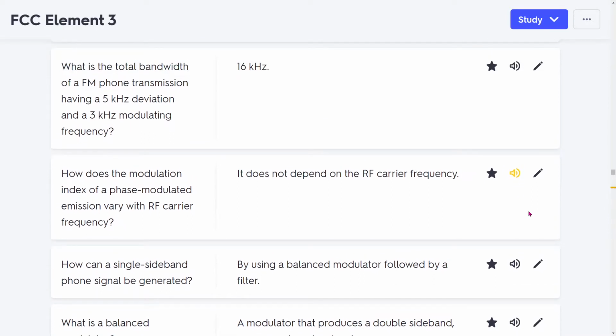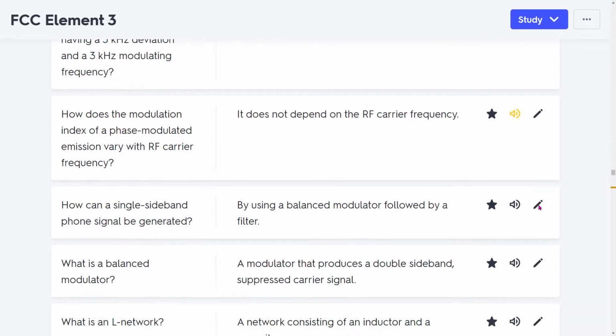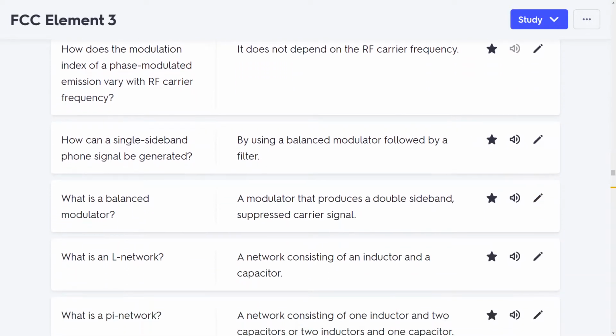How does the modulation index of a phase-modulated emission vary with RF carrier frequency? It does not depend on the RF carrier frequency. How can a single sideband phone signal be generated? By using a balanced modulator followed by a filter. What is a balanced modulator? A modulator that produces a double sideband suppressed carrier signal.